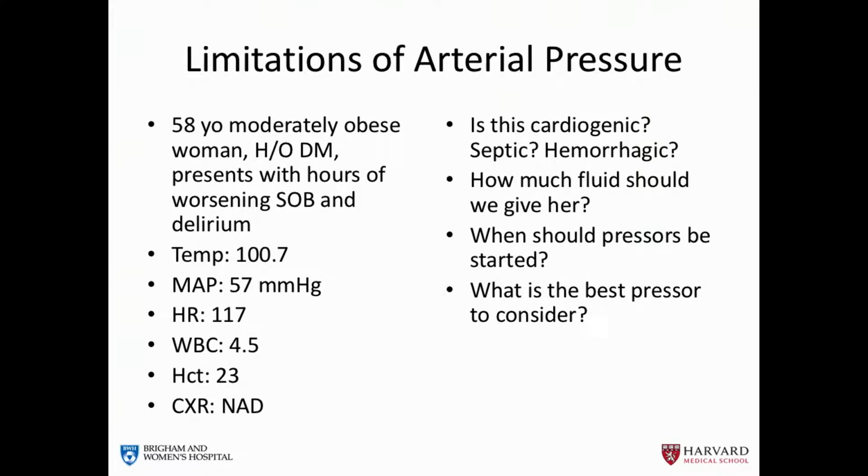In this setting, that number does not inform us what's wrong. It doesn't tell us, is this low because of a heart problem, is it low because of sepsis, or is it low because she's bleeding? How much fluid do we need to give her? Maybe we could follow that heart rate along with the blood pressure, but we're getting limited data. And when should we be thinking about adding blood pressure support and even think about what is the best pressor to consider?